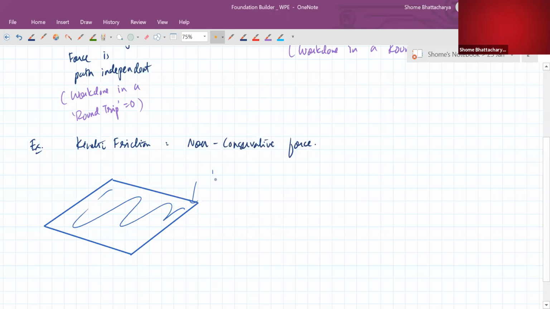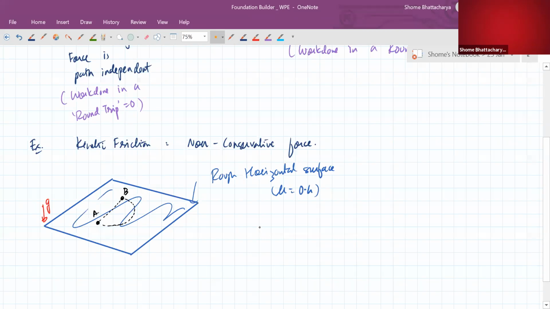So this is a rough horizontal surface. It has some coefficient of friction, let's say 0.4. Gravity is acting vertically into the plane like this. Now what we are doing is moving a particle from the point A over here to the point B over here by two different paths. One is the straight path like this. The other is like this, let's say.